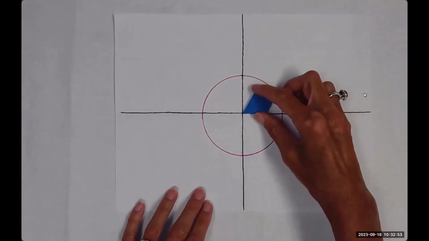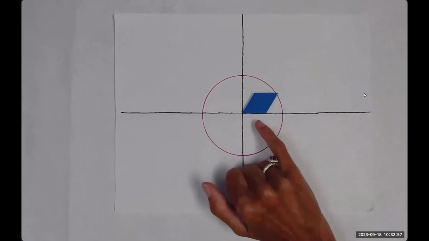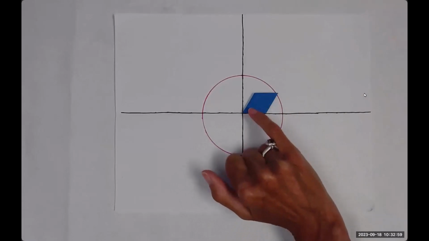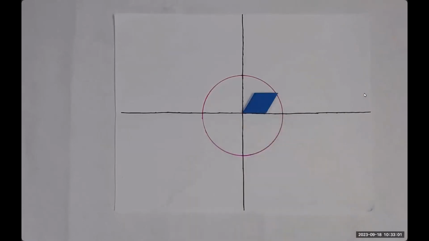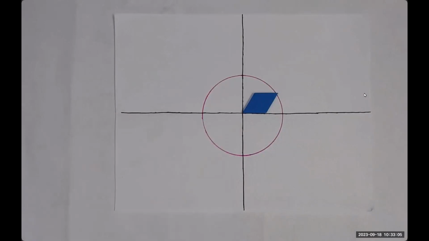Thinking about the rhombus, this particular angle in the rhombus that's formed by these two sides of the rhombus, and lining up the vertex with the center of those perpendicular lines, I can see that that angle is also an acute angle. It is less than 90 degrees.